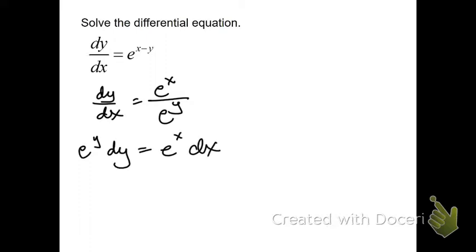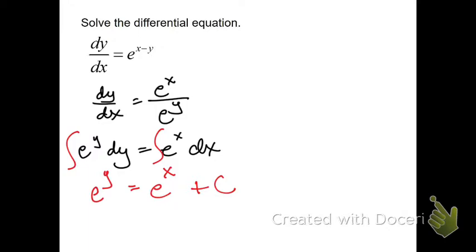Okay, and now just a little review. Remember how e works. I'm going to do it off to the side. Remember, if we integrate e to the 3x, it's e to the 3x divided by 3. Okay? So integrate both sides. The integral of e to the y is e to the y. And the integral of e to the x is e to the x plus c. I should have done the right side first.